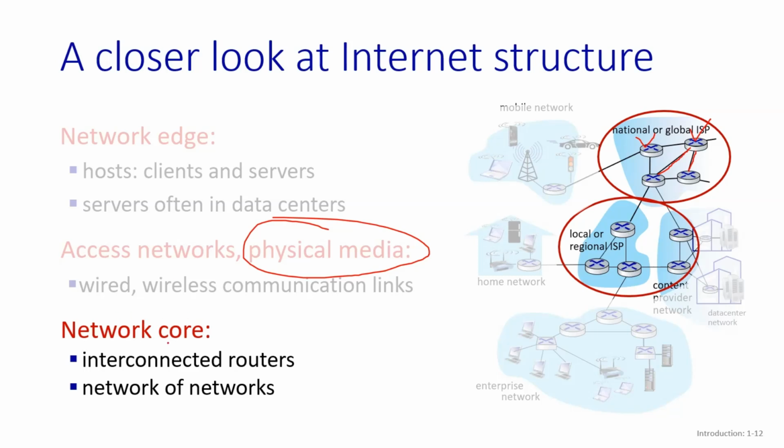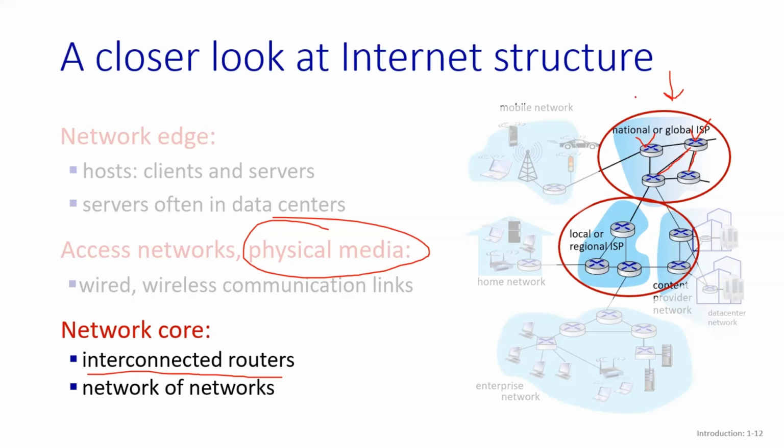We were studying the network edge, and now we are here at the network core. The network core is the mesh of packet switches or routers and links that interconnects the internet's end systems. Inside the network, we have the interconnected routers. And as we've said, the internet is a network of networks.